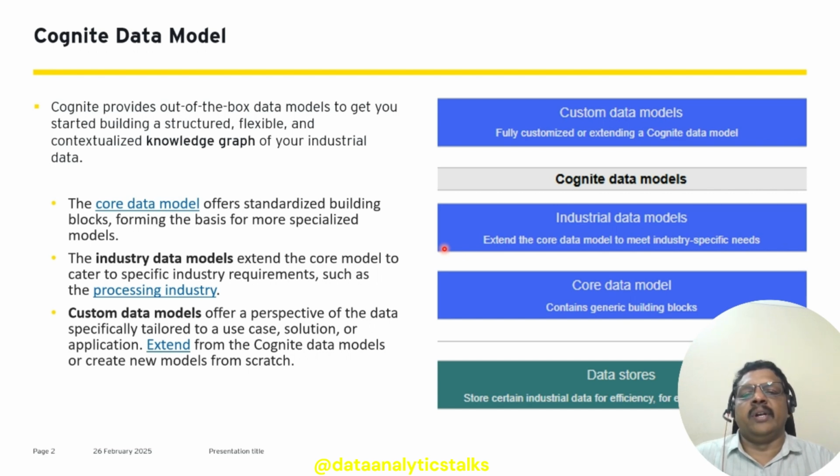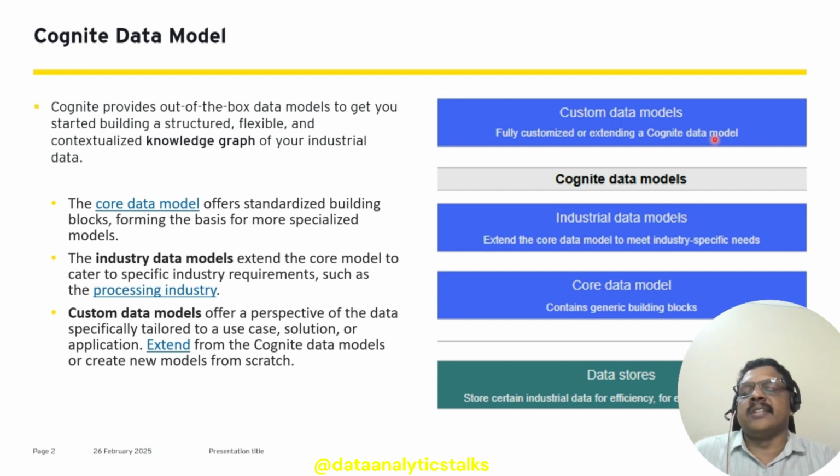Then the third one is the custom data model. These are models tailored for specific use cases, maybe a solution or an application. They may not require everything, but they need specific use cases. We can extend the Cognite data model, or we can create a new model from scratch. That is the custom data model. So let us rewind: core data model, industrial data model, and custom data model.